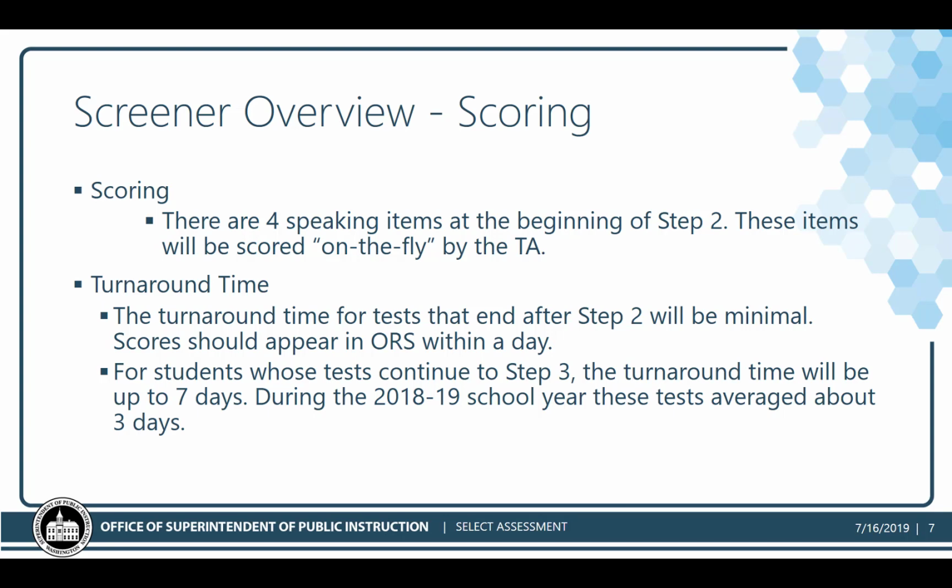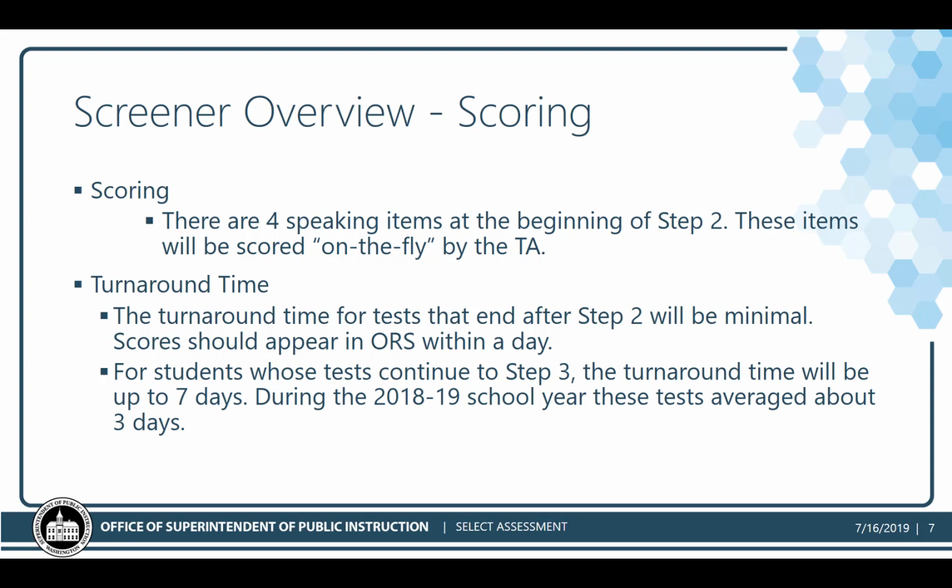At the end of Step 1, the TA decides if the student has the technological skill to navigate the test independently. Following the speaking items at the beginning of Step 2 is when this decision is implemented. The student will either proceed through the remainder of the test with the 1-to-1 administration or independently depending on the TA's answers to questions at the end of Step 1.